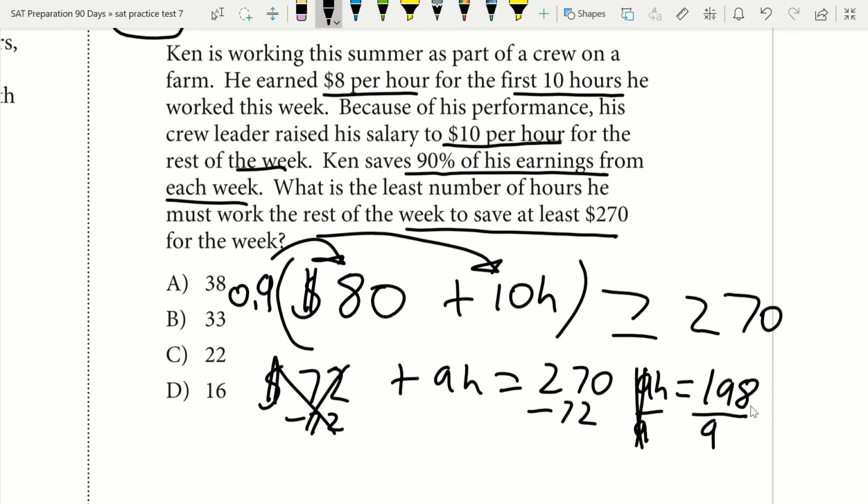Obviously, 18 then is going to be 9 times 2, so I know that that's going to be 22. So my answer there will be 22. So my answer is going to be C.